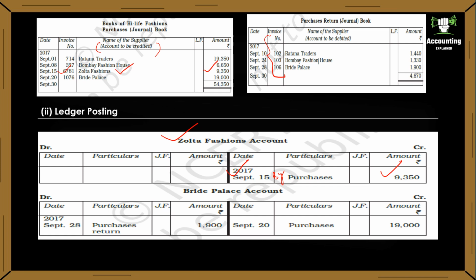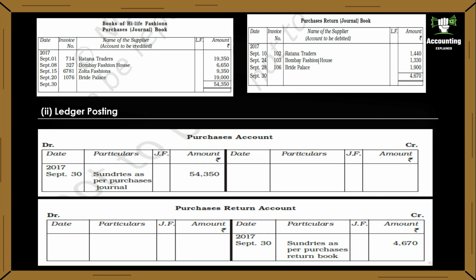Next account in the purchases journal book is Bride Palace on September 20, 19,000. So on September 20, in the Bride Palace account on the credit side, by purchases 19,000. Is there a return in the purchases return journal book? Yes, there is a return of 1,900. On September 28, 2017, to purchase return 1,900 in the Bride Palace account. This is our purchases journal book. This is our purchases return journal book. We have transferred all the creditors' accounts individually.